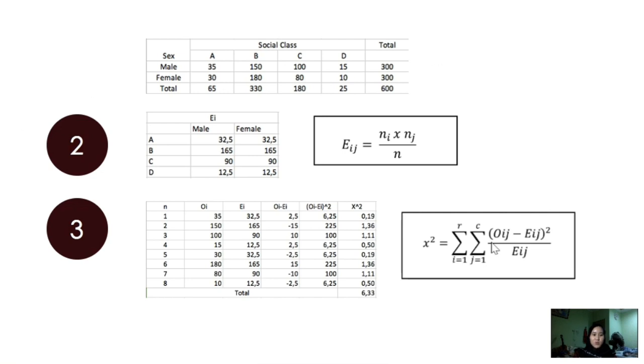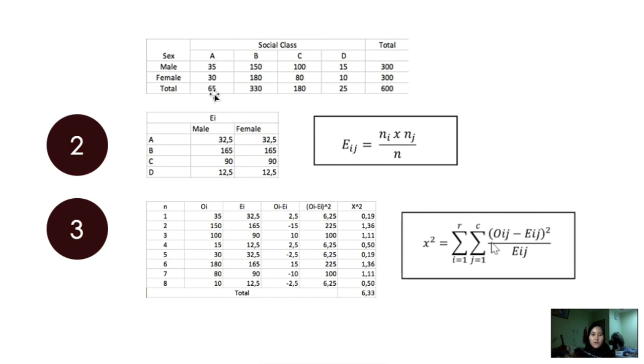After that, we already know this data from the question. So the second thing that we have to do is find the EI. EI is defined by this formula. So it is like this. I divided it into 2 like this, so that it will be easier for me to calculate it. The first one is for the male group, and we got the result of EI like this.